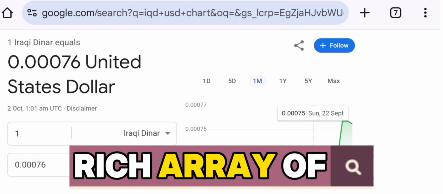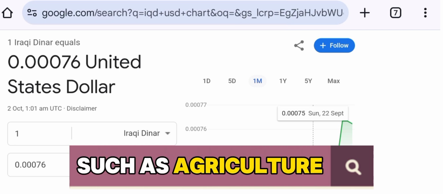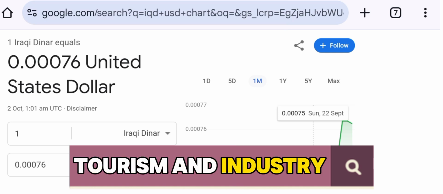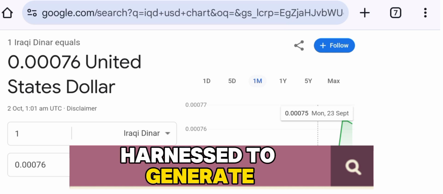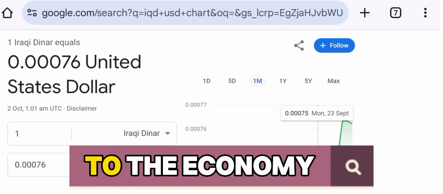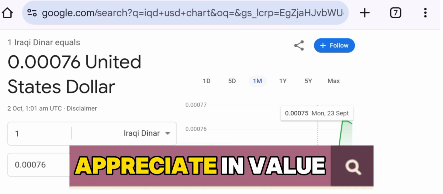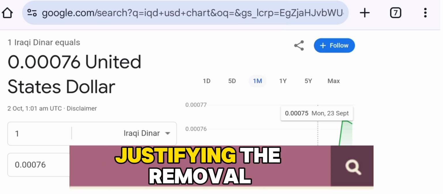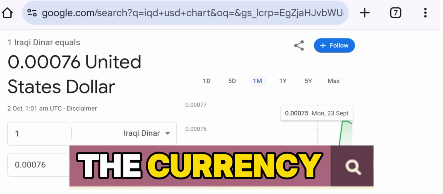Iraq has a rich array of other resources such as agriculture, tourism, and industry, which could be harnessed to generate revenue. If these sectors are developed and contribute significantly to the economy, the dinar could appreciate in value, further justifying the removal of zeros from the currency.